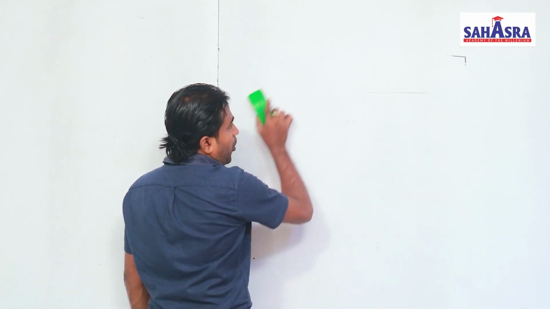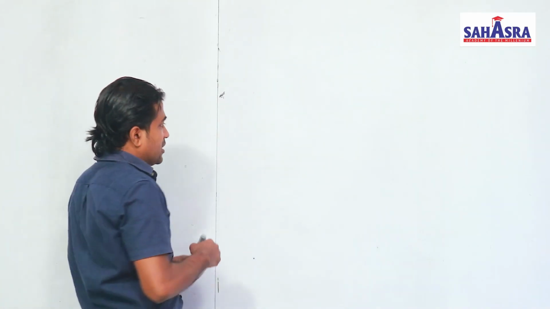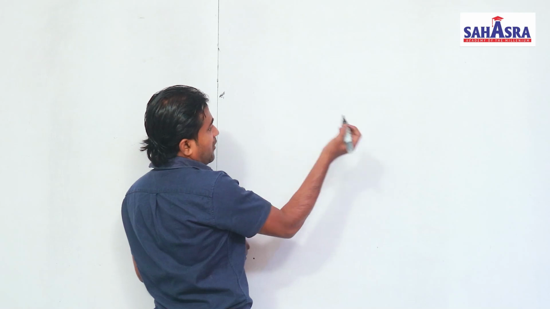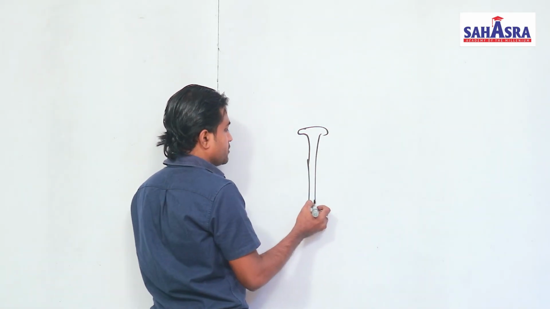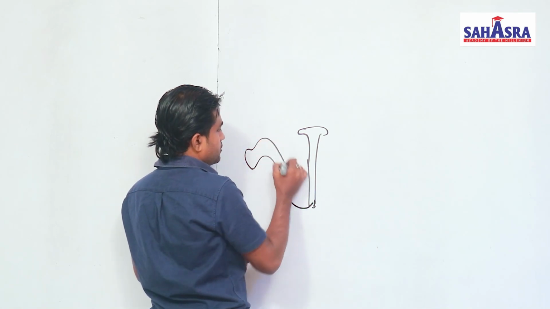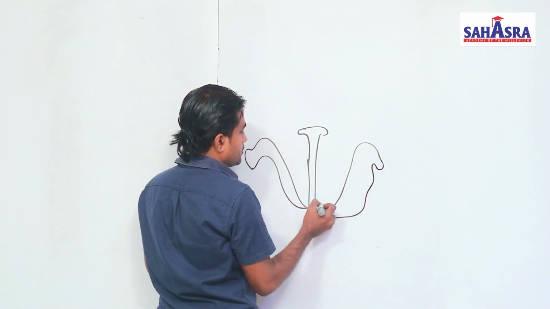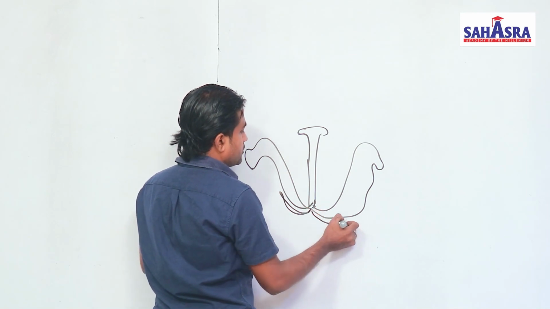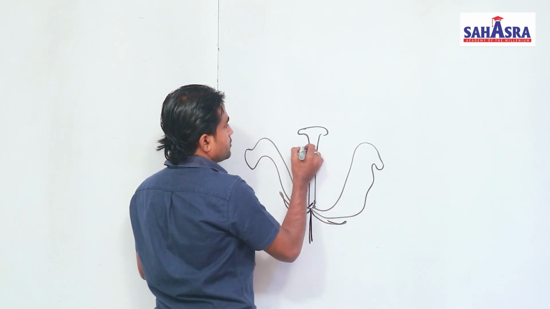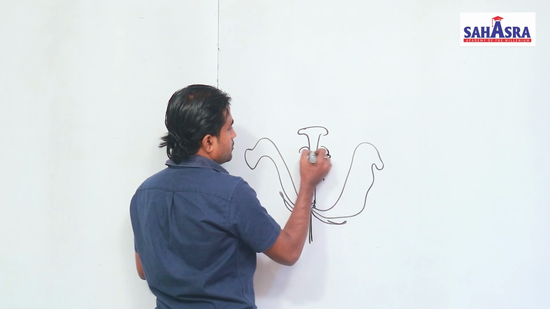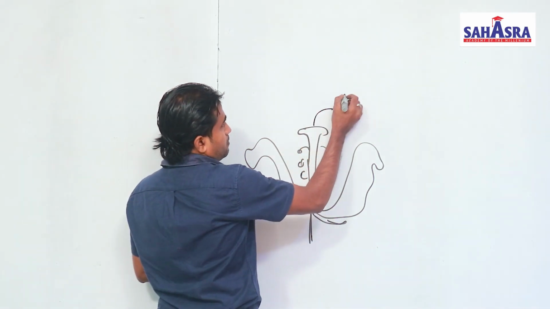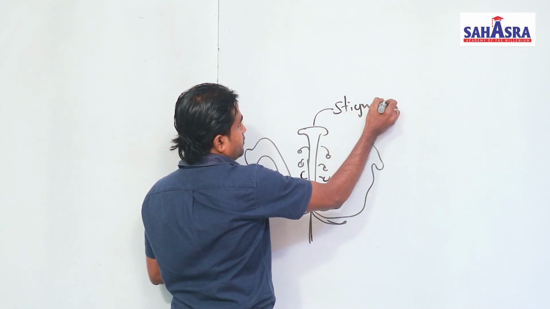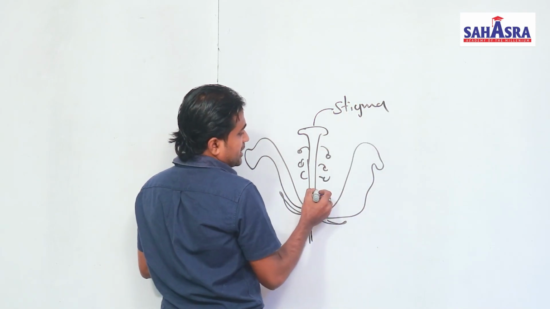In which part are the pollens produced? To do that, I have to name the parts of a flower. I will name a cross section. This is called the stigma. And this is the style.